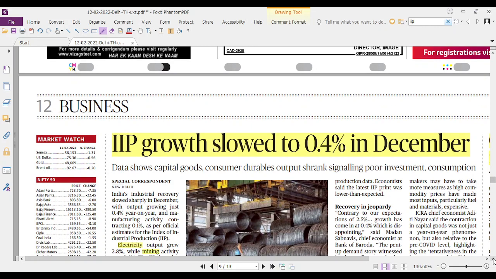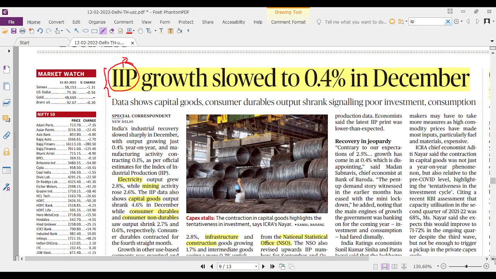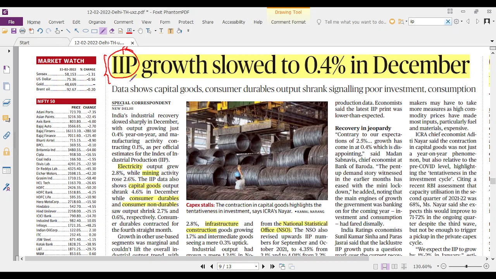IIP growth slowed to 0.4% in December. IIP means the Index of Industrial Production. So the Index of Industrial Production is a measure of manufacturing activity, economic activity in the economy. In prelims, we can get questions on who releases IIP, what are the components that make IIP, and what are the weights. They can ask to arrange this in ascending order or descending order.